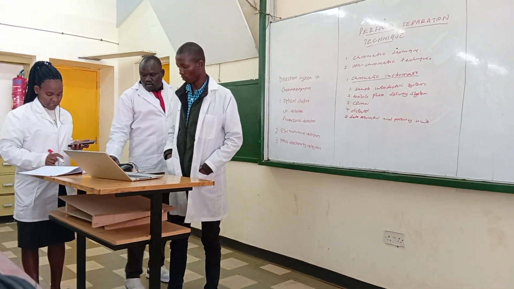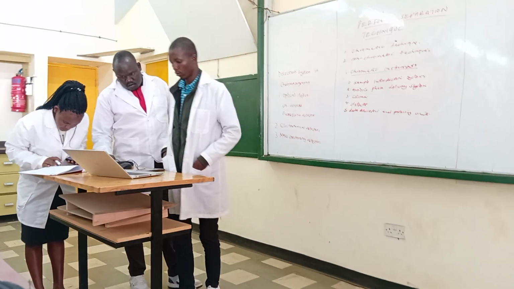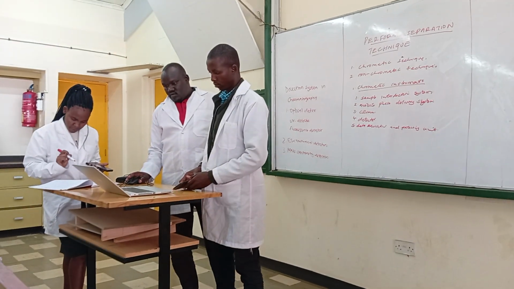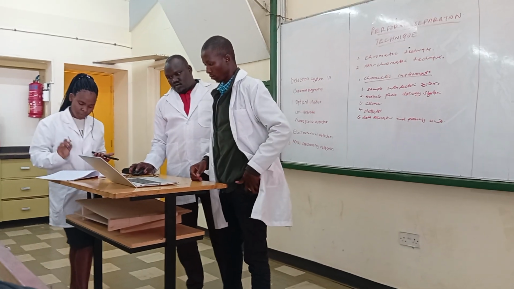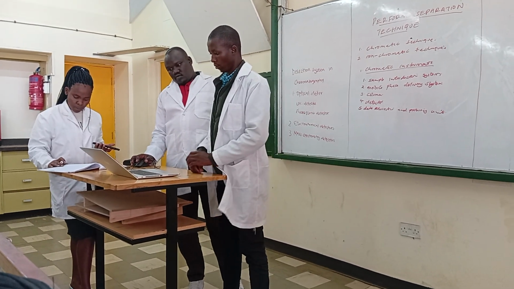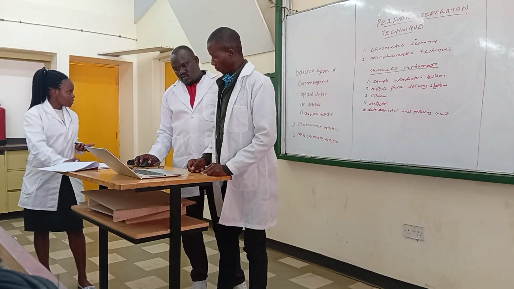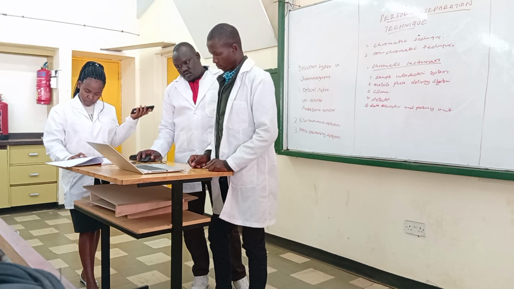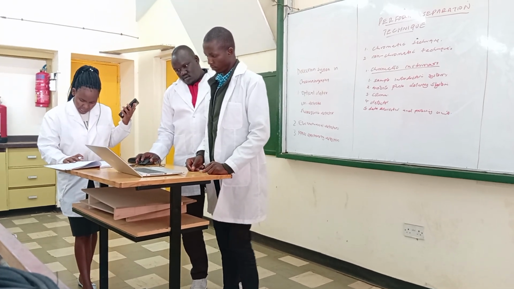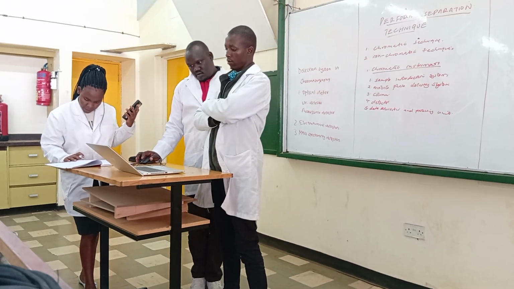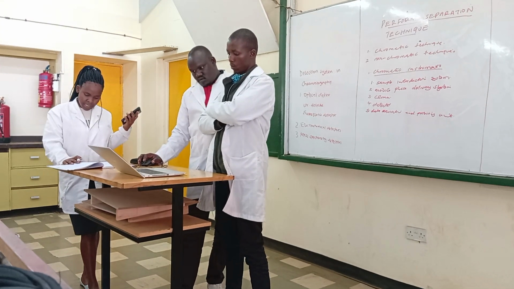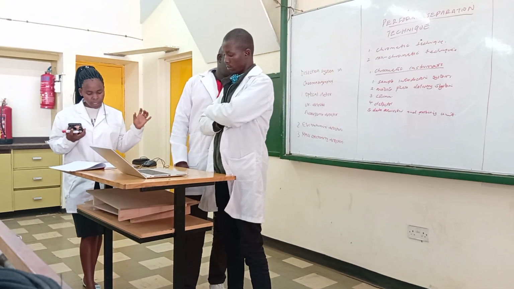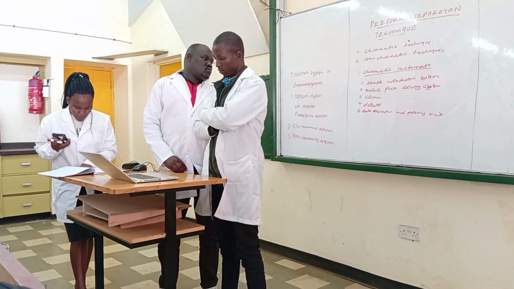The optical detectors entail UV-visible detectors, whose principle is that they measure absorption of UV light by analyzing chromophores. The next one is fluorescent detectors, also under optical detectors. Their principle is that the analyte is excited with a specific wavelength, and then they measure the emitted fluorescence at a longer wavelength.